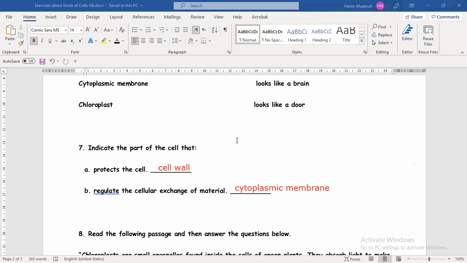Okay, now these are just guessing questions. We have to pay attention to the function that they are asking us about so that we can guess the part responsible for this function. Let's move to the last question.